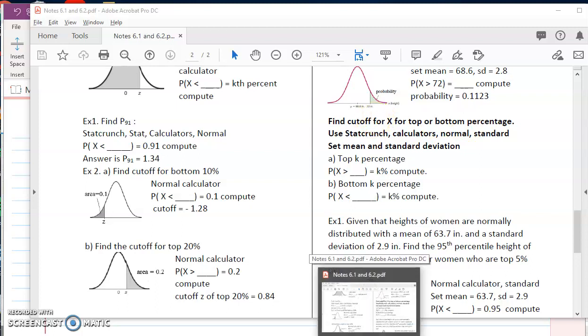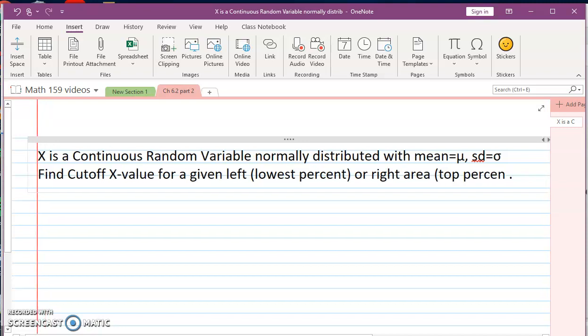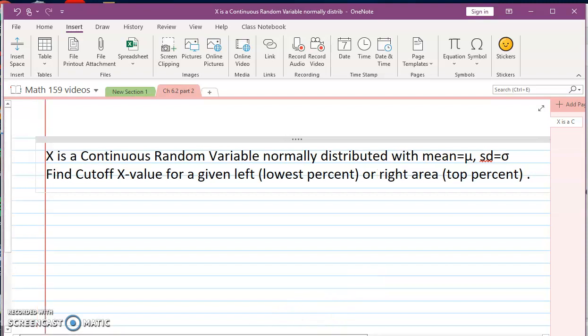If someone tells you the top percentage or left area, so let's say left area is on the left side, those are the bottom or lowest percentage. On the top, they are on the right side, so this is a top percent. If someone gives you this percentage or an area, how do you find the level, or find the cutoff values?